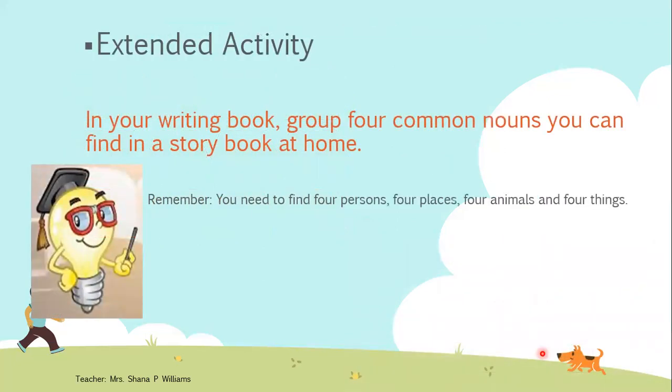Now for your extended activity. In your writing book, group four common nouns you can find in a storybook at home. Remember, you need to find four persons, four places, four animals, and four things. All right, so when you're finished, please send a copy of your work to Mrs. Williams on WhatsApp or in your Google Classrooms.